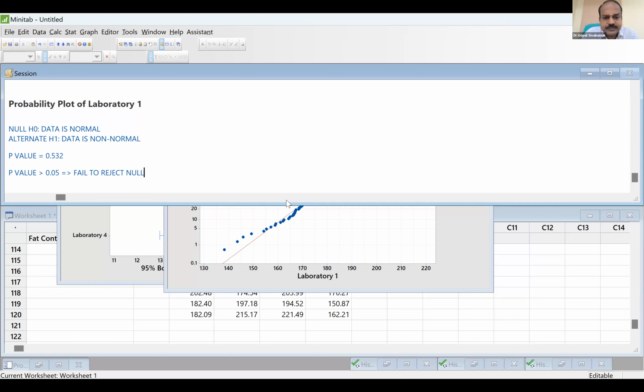Normal. Isn't it? You are not able to prove that data is not normal. You are not able to reject the null. That's what. So we end up accepting the null. That means our data is normal.